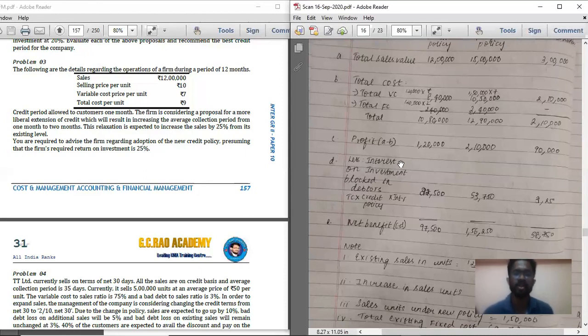From this, you should reduce the cost of credit policies. Whereas in this problem, they have not given any other bad debts or any other administrative cost of credit. Nothing has been given. Only interest on investment blocked in debtors is there as cost of credit. So below that, leave one line gap, record small d, less interest on investment blocked in debtors.